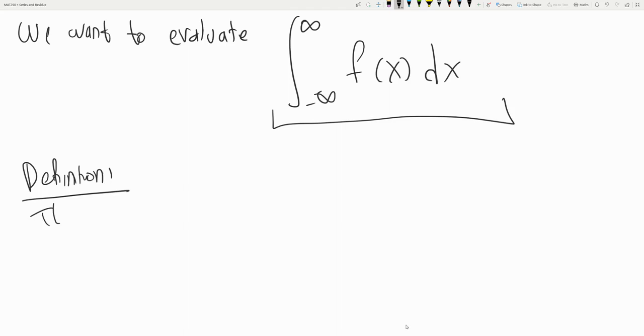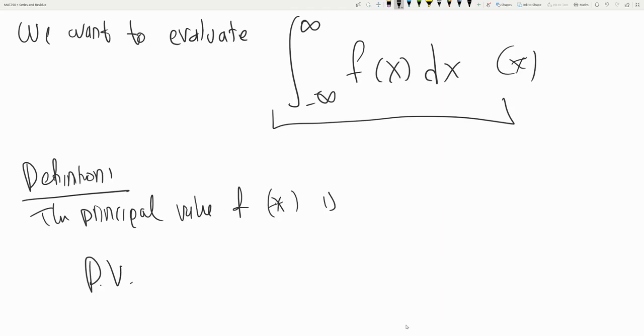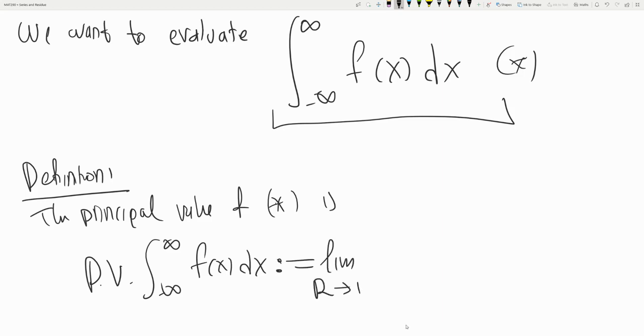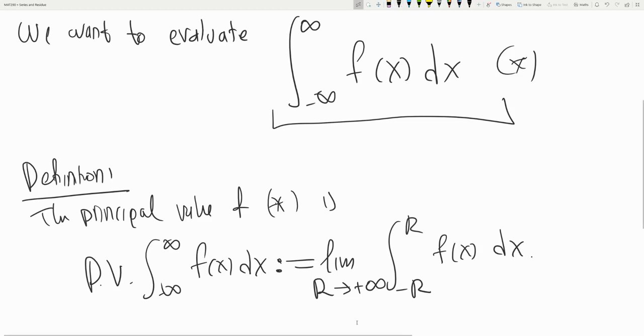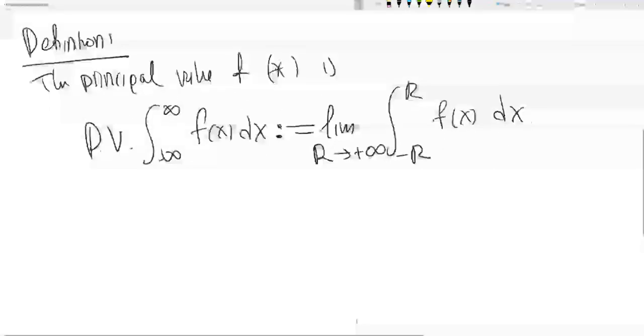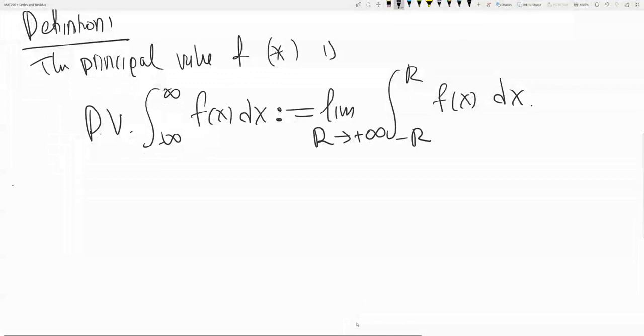The principal value of this integral is the following: PV. We define it as the limit as R goes to plus infinity of the integral from minus R to R of f of x dx. Okay, so let me motivate this definition.